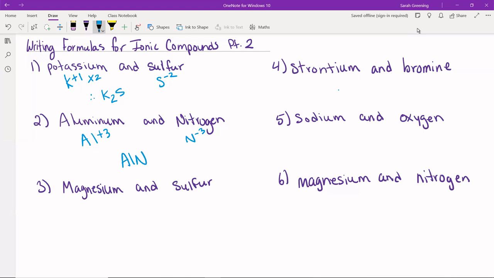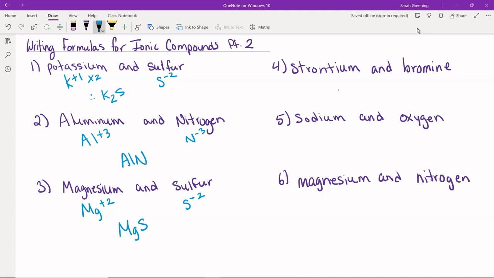Magnesium and sulfur. Magnesium is located in the second column of the periodic table. It has a +2 charge. Sulfur underneath the oxygen has a -2 charge. Again, these charges are already balanced, so the ionic formula is very straightforward. You don't have to figure out how many atoms you need to balance the charge. So this is simply magnesium sulfide. Again, we're going to learn how to name these in later videos.